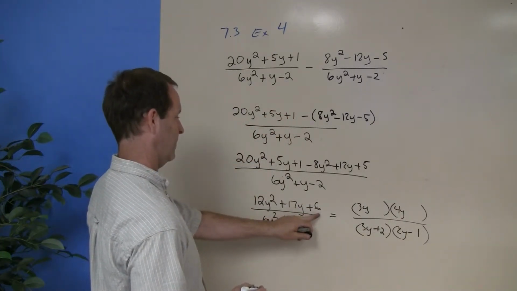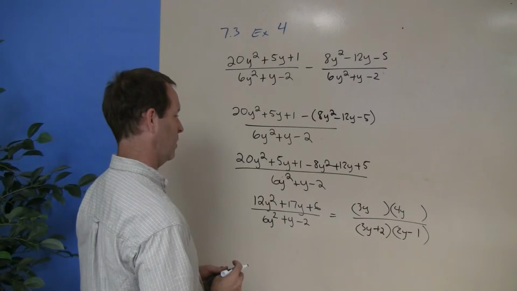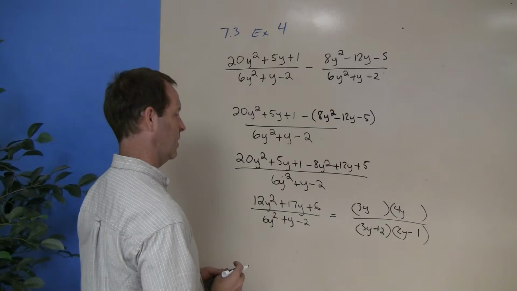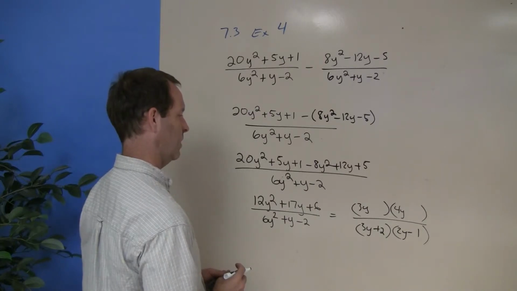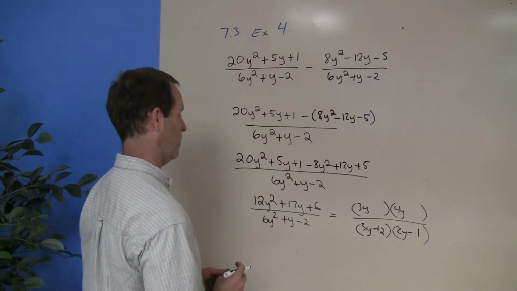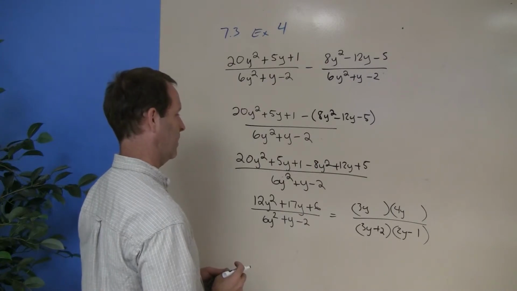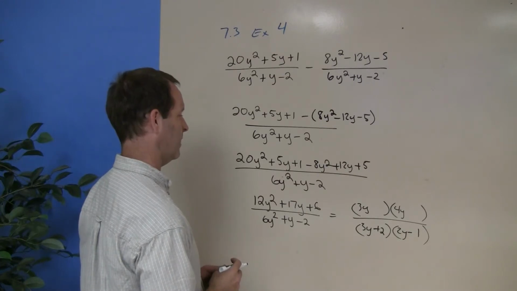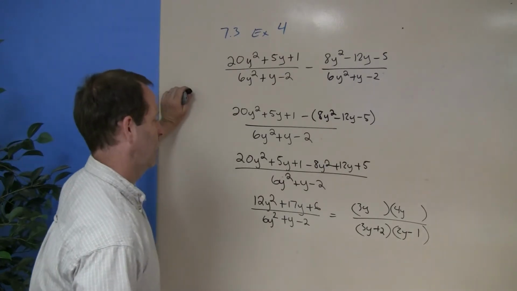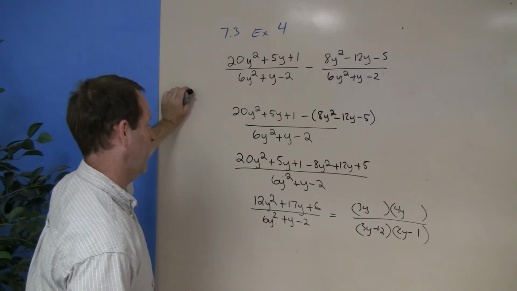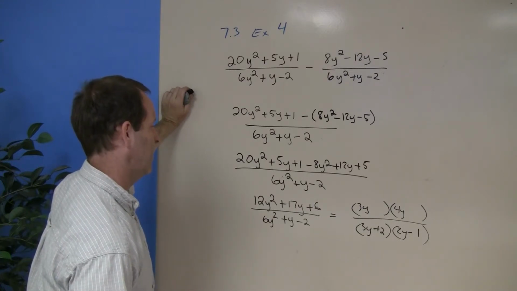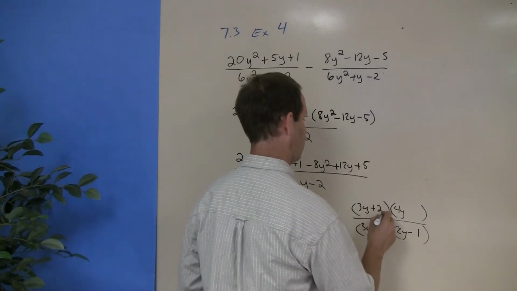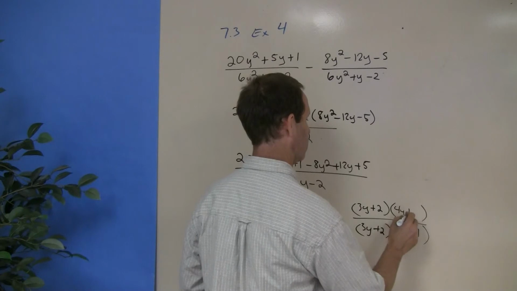Factors of 6: 2 and 2, 6 and 1, 1 and 6, 3 and 2. I know you guys probably see it before I do, but let me find it here. 8, 3y, and 9, 9 plus 8. Okay, there we go. So I got a 3y plus 2 and a 4y plus 3.